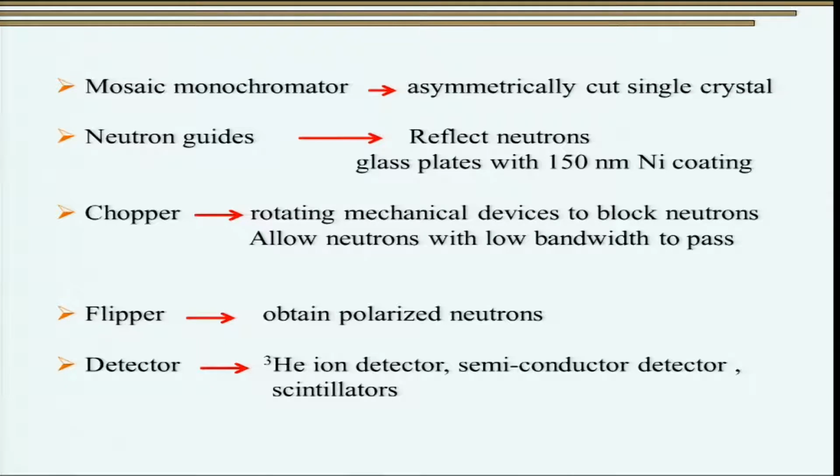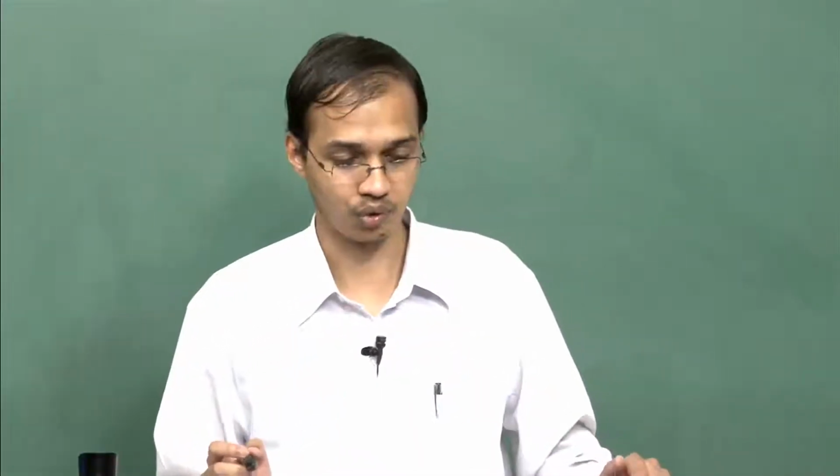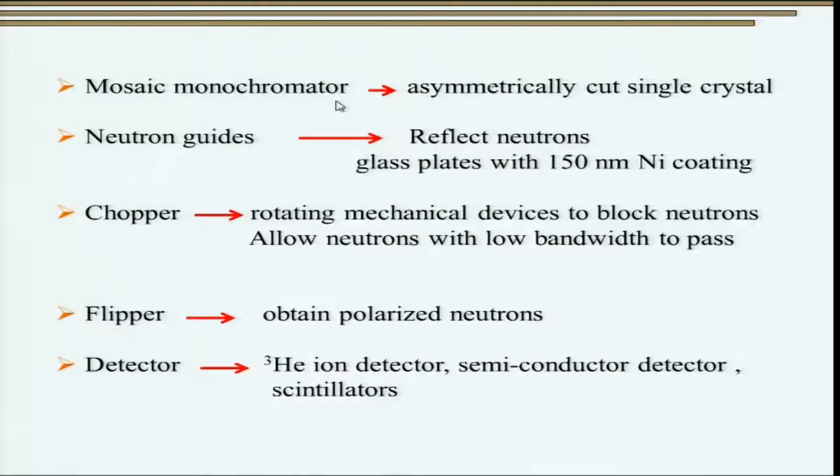Now, talking in details, we know that in X-ray optics also, to get radiation of a particular wavelength, we use what are known as monochromators. For neutrons also, we use mosaic monochromators, which are nothing but asymmetrically cut single crystals. This ensures that neutrons with only a particular wavelength are able to pass through.